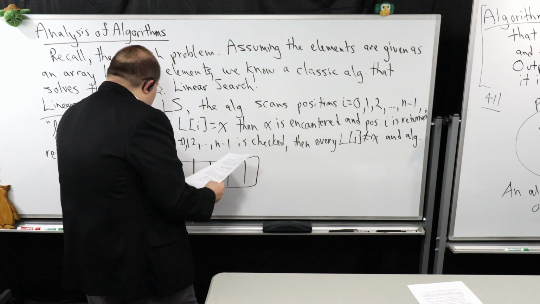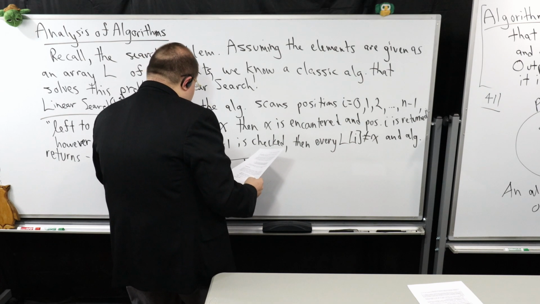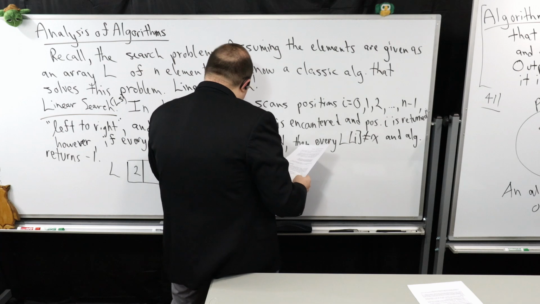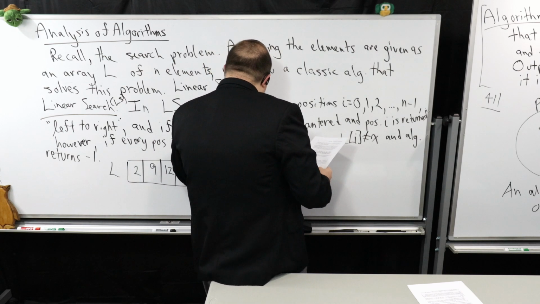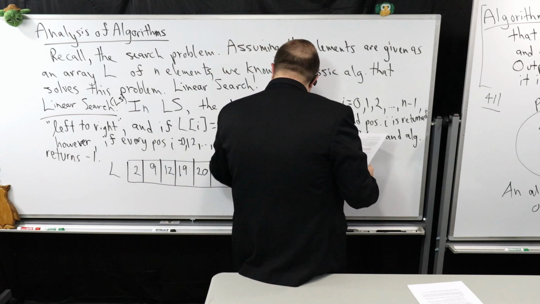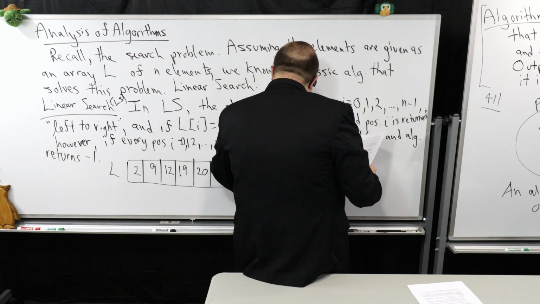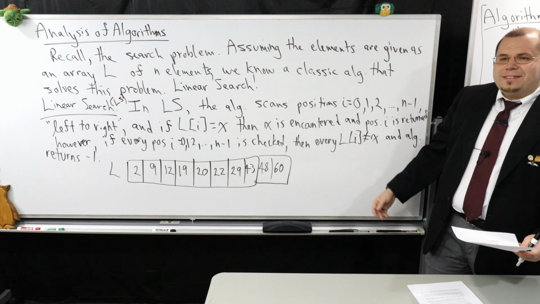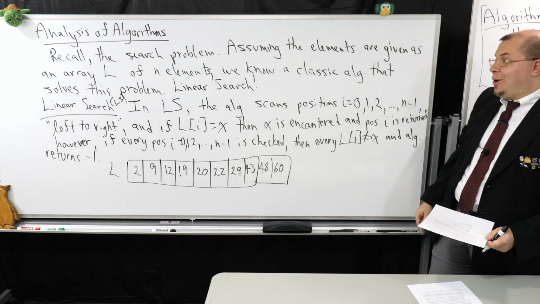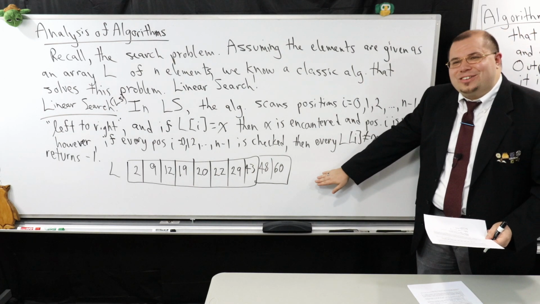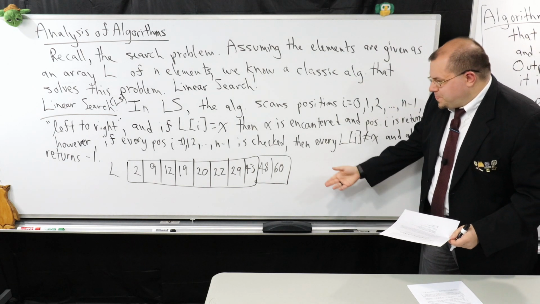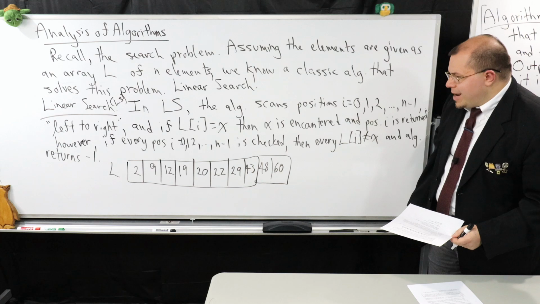So I have 2, 9, 12, 19, 20, 22, 29, 43, 48, and 60. It's just a coincidence that it is sorted, so don't worry. It's just supposed to be a problem instance. So here's an array here.